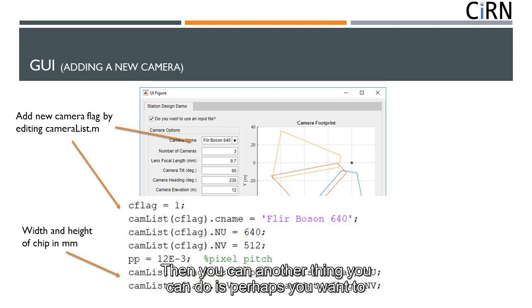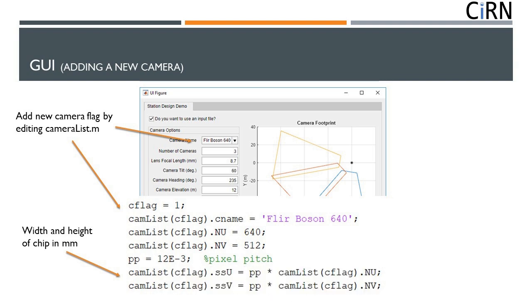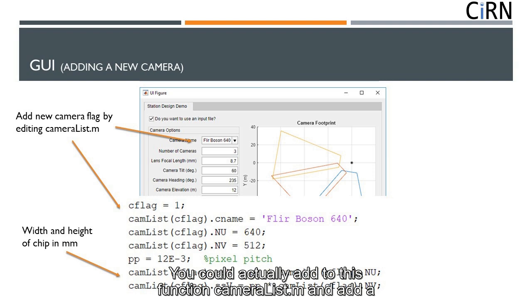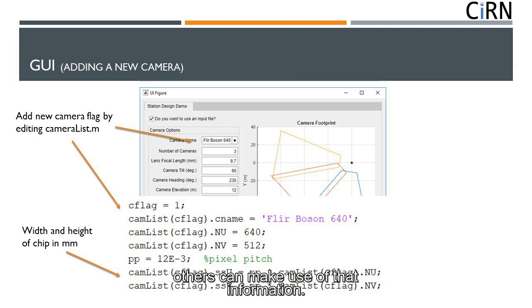Another thing you can do is perhaps you want to contribute something back to the toolbox because you've added in a new camera. You could actually add to this function camera list.m and add a new camera type, and then contribute that back to the toolbox. Others could make use of that information.